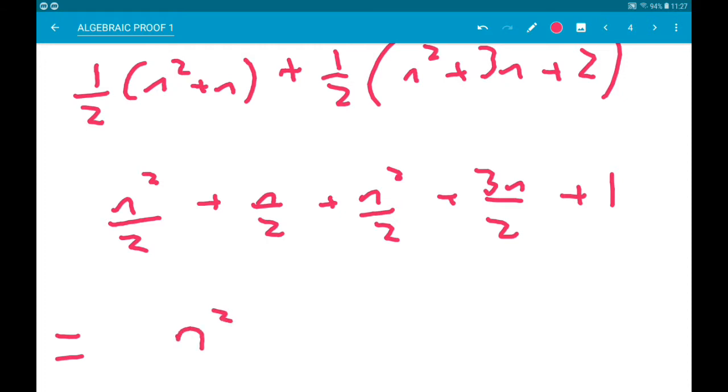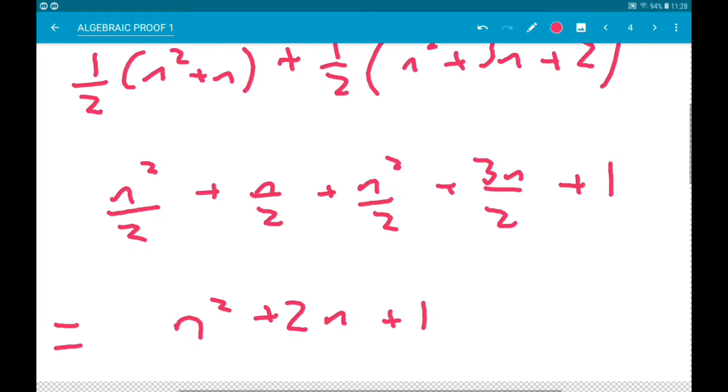Now we have 1/2 n add 3/2 n. Think of pizza. If you have 3 halves of a pizza, that means you have 1½ pizza. And then if you have another half, you have 2 whole pizzas. So n over 2 add 3n over 2 is 2n. And then we have 1 at the end.